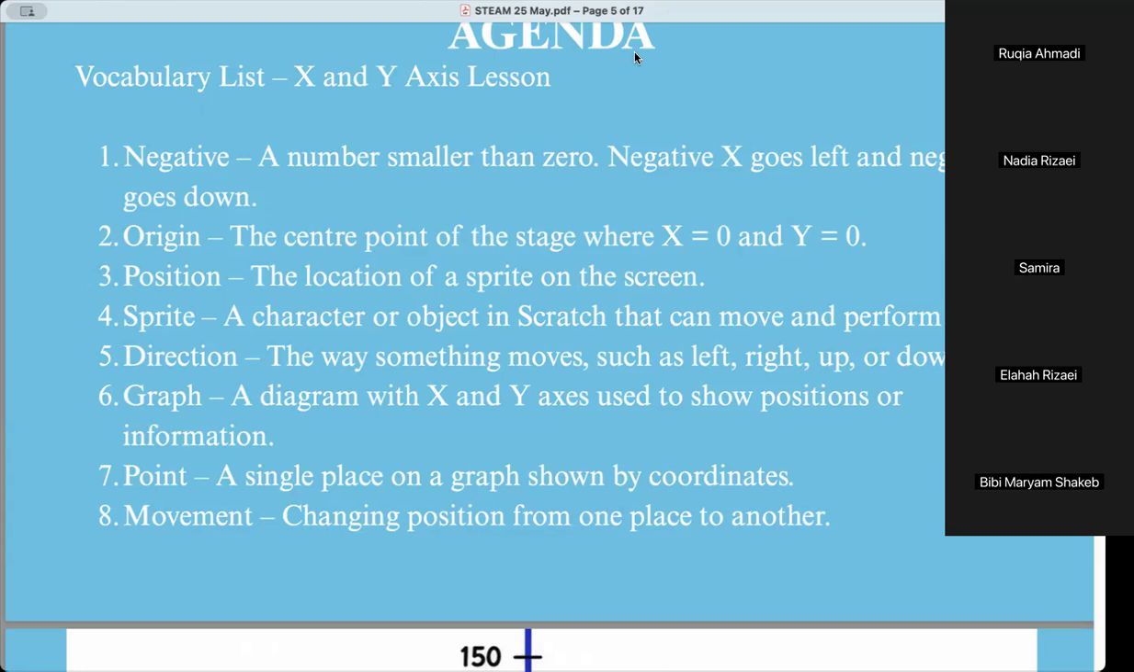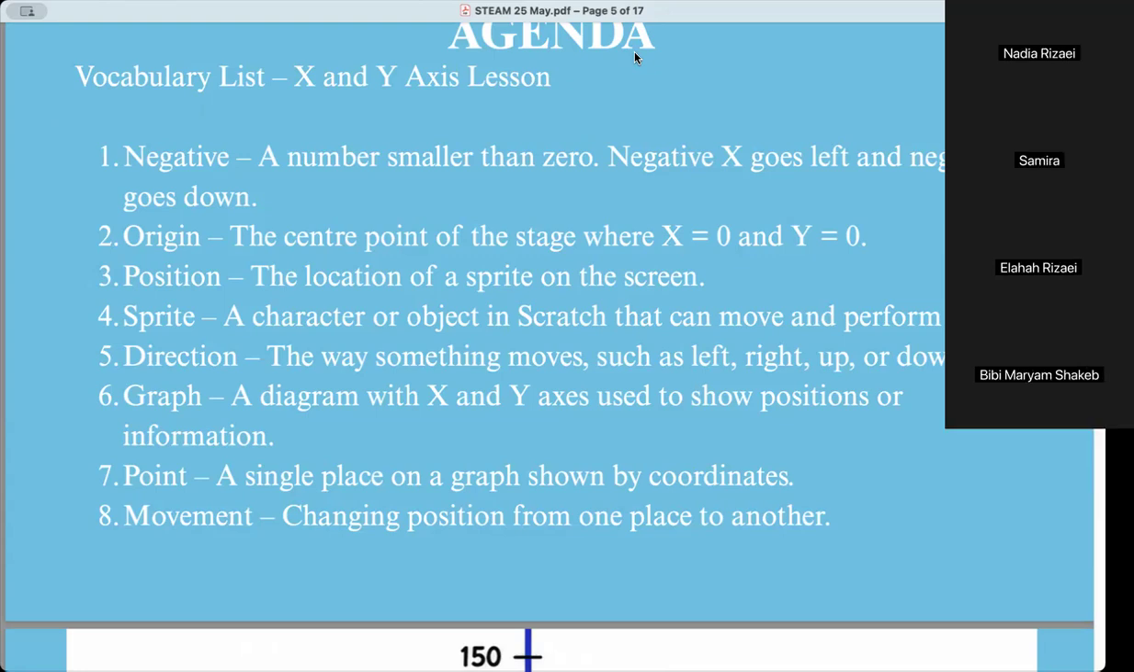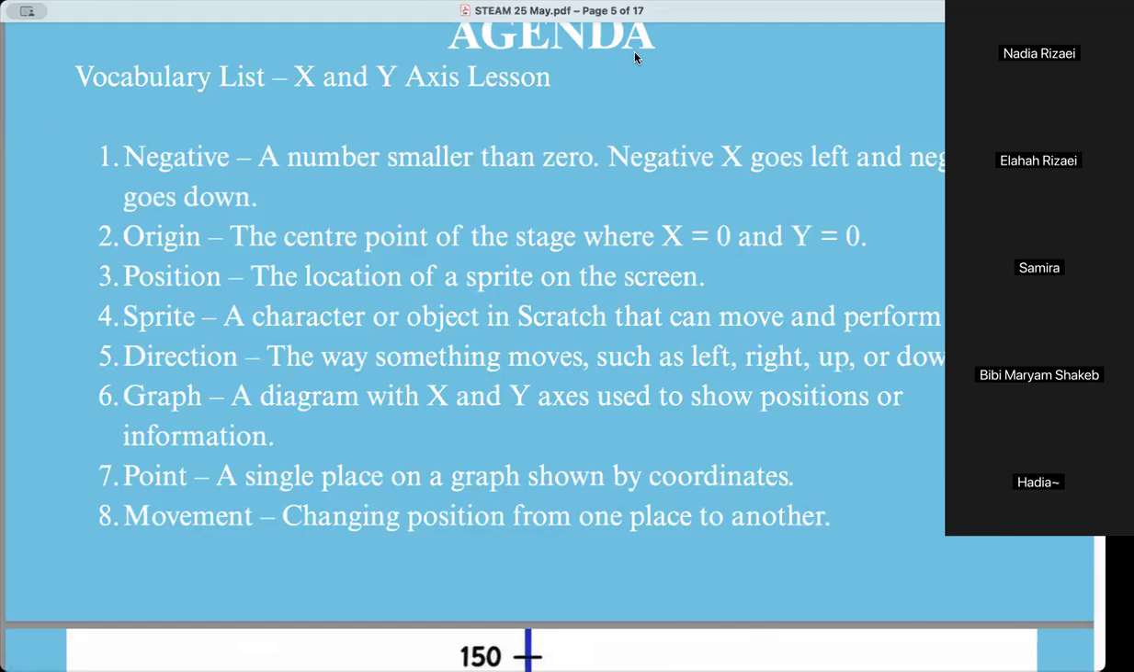Good reading. Next, Ilaha. Point. Okay, teacher. Go ahead. Number 7, point. A single place on a graph shown by coordinates. Good. A single place. When you arrived, I'm sure you noticed that I was playing with the graph and putting the dots. So that single dot, a single place on a graph that is shown by coordinates, is a point. We will talk about that too.